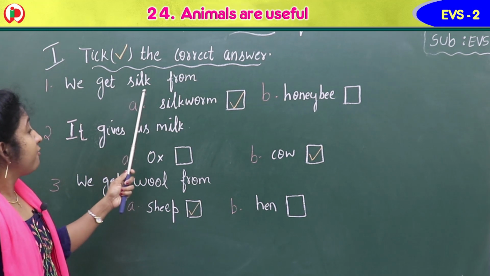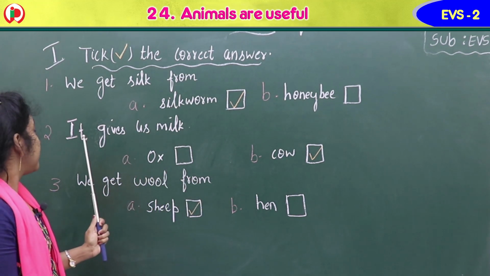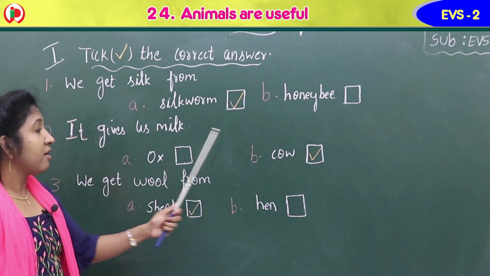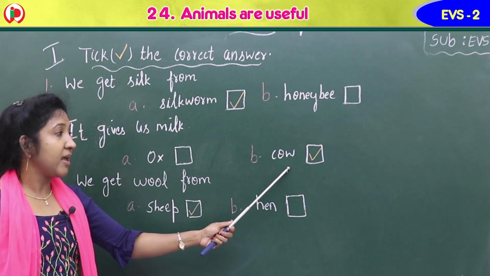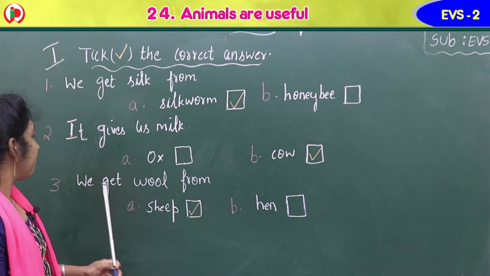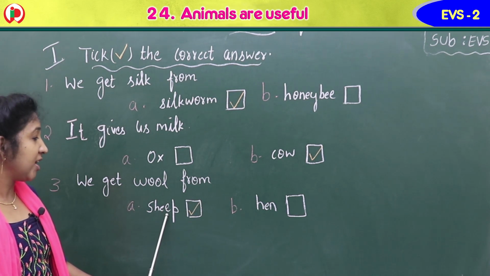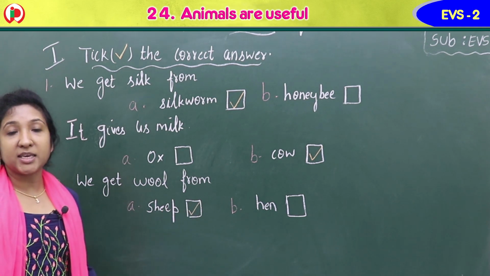So we get silk from silkworm. Option A is the correct answer. Second, it gives us milk. Option B, cow gives us milk. It is the correct answer. So give the tick mark here. Third, we get wool from. Option A is the correct answer, sheep. So you can give a tick mark here.